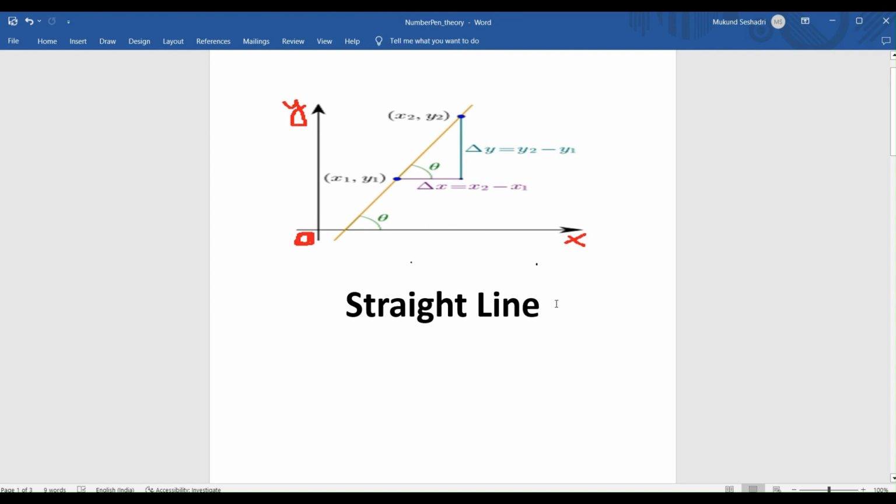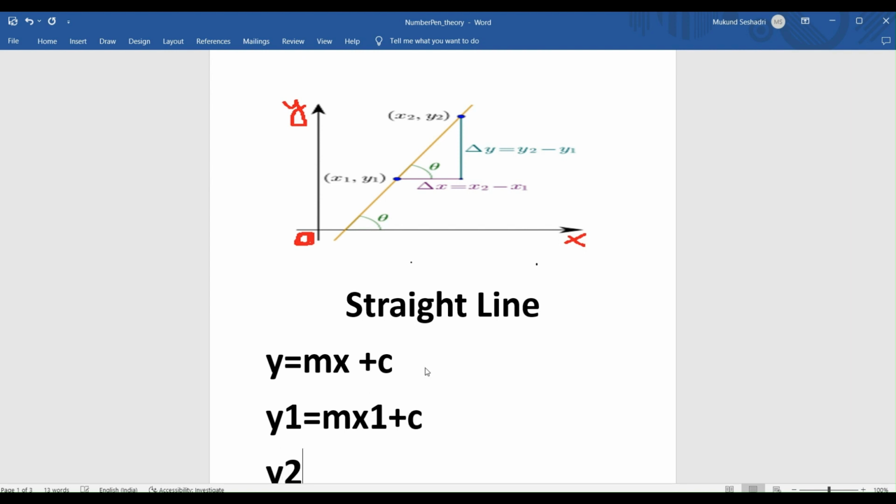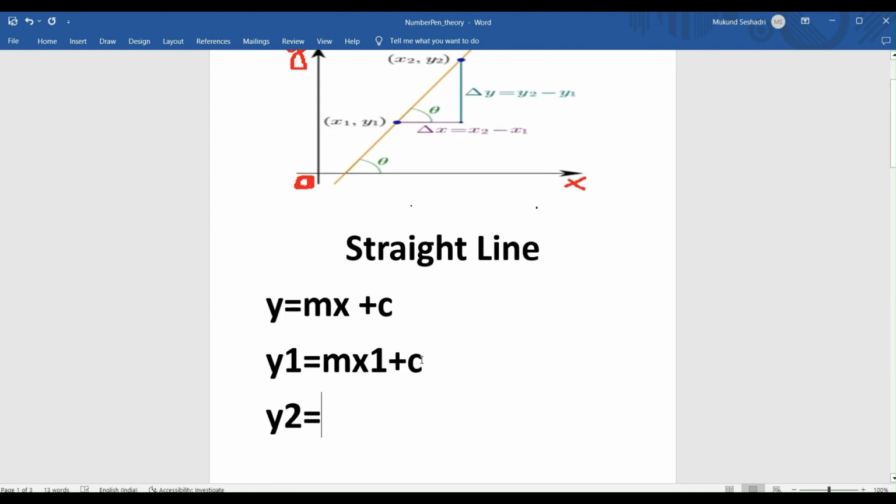Now, we all know that any line can be represented as y is equal to mx plus c. Let's assume that the line passes through 2 points, x1, y1 and x2, y2. Which means that y1 equals mx1 plus c and y2 equals mx2 plus c.